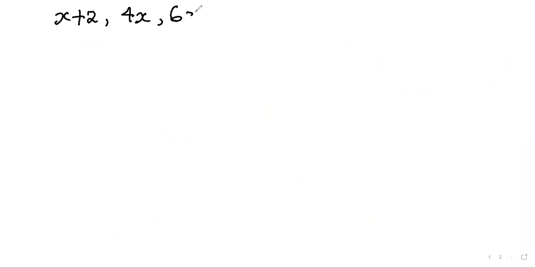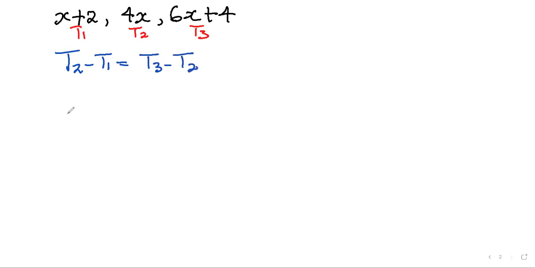Also having 6x plus 4. So I've just shown you that this is your T1, term number 2, term number 3. So when you solve for x, we know that the common difference is the same in an arithmetic sequence. So I'm just going to say T2 minus T1 is equal to T3 minus T2, right?